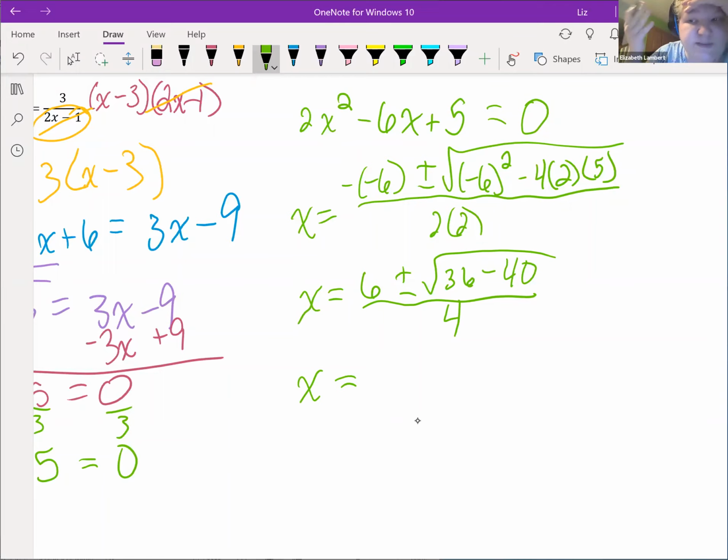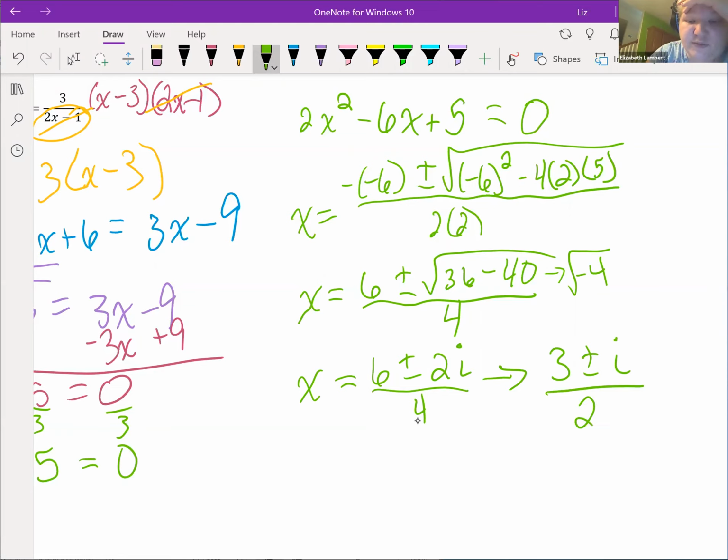which Alex may let you type in. So this is going to be negative 4. Square root of negative 4 is going to be 2i. And then everything here is divisible by 2. So we end up with 3 plus or minus i all over 2. And they might ask you to write it as 3 halves plus 1/2 i, 3 halves minus 1/2 i.